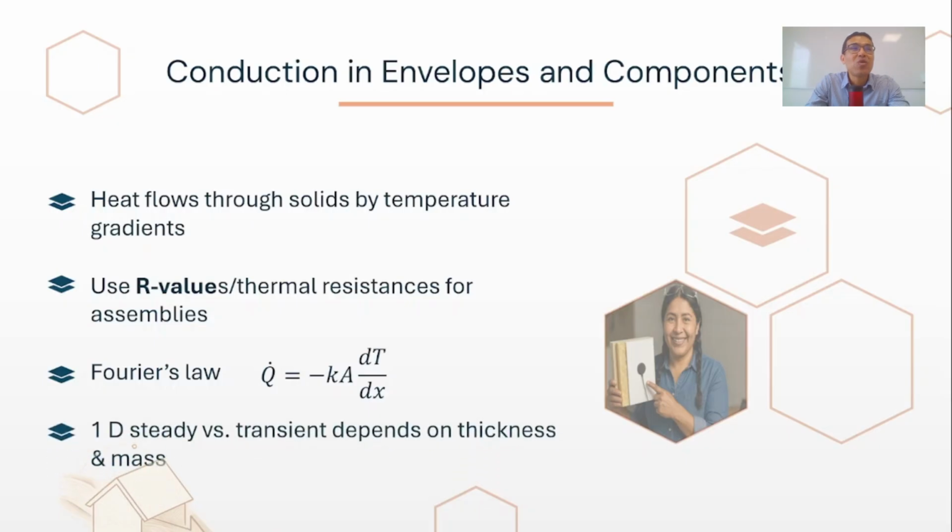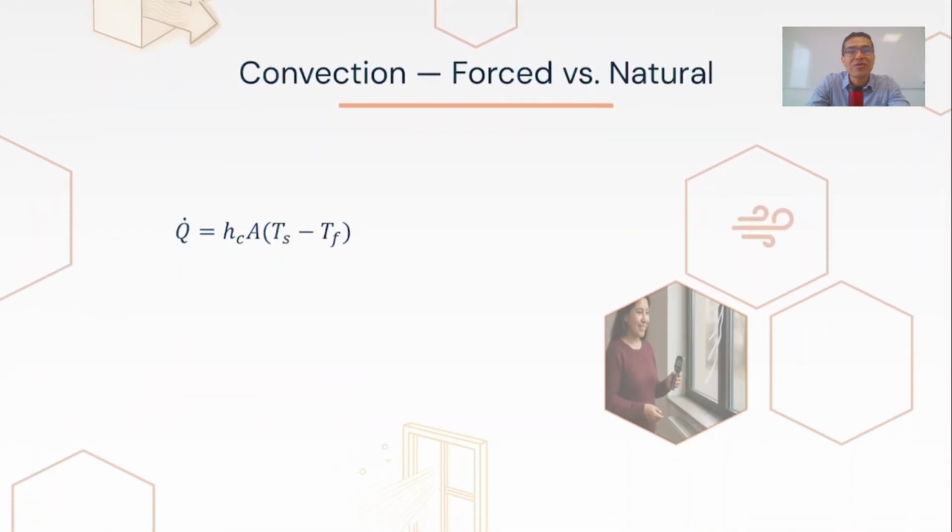One more thing. Whether you can use a simple steady-state model depends on the object. For a thin window pane, heat flow is pretty much constant, but for a thick concrete wall, which has a lot of thermal mass, it takes a long time for heat to move through it. So for those big, heavy walls, you'll need a transient model that can account for how heat builds up and is released over time. So now let's move on to the second topic, convection.